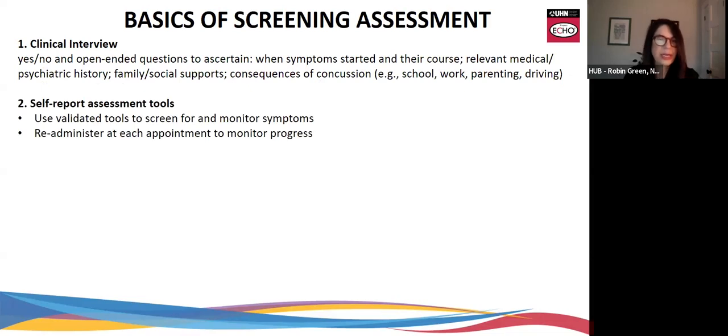This entails self-report assessment tools, and these will help you to initially screen a patient's symptoms. You should re-administer them each time you see your patient to monitor how they are doing. That is to check for improvement, stagnation, or in rare cases, decline.